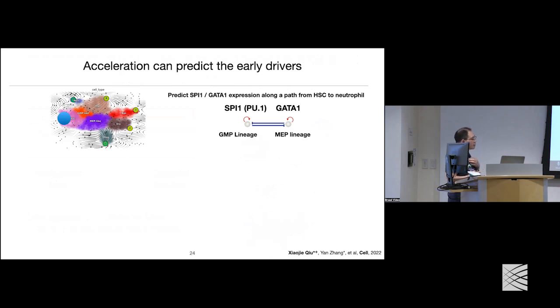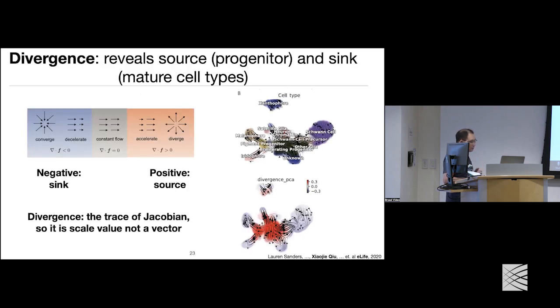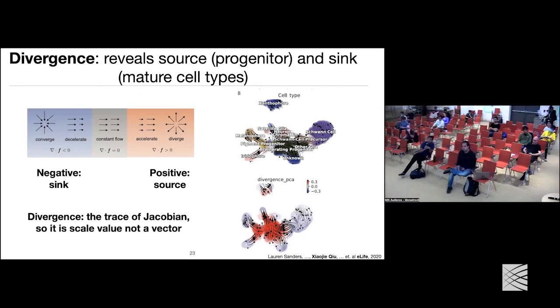A quick question. On the previous slide about the divergence, would you then go on to interpret a region of positive divergence as a region where there's high growth rate or proliferation?